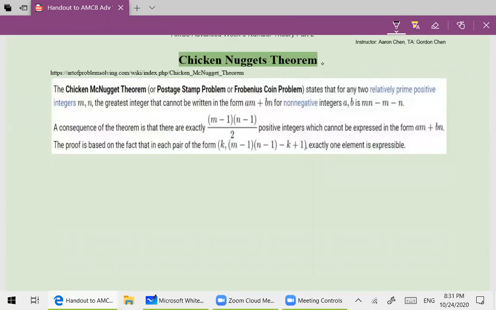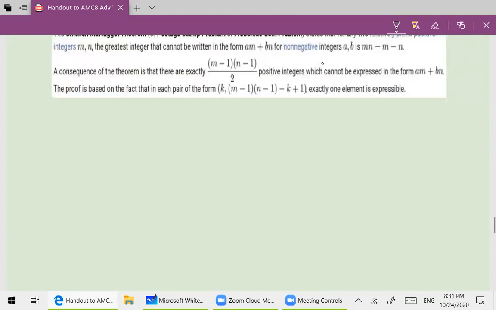Okay, now the chicken McNugget theorem. It states basically that for any two relatively prime positive integers m and n, the greatest integer that cannot be written in the form am plus bn for non-negative integers a and b is mn minus m minus n.